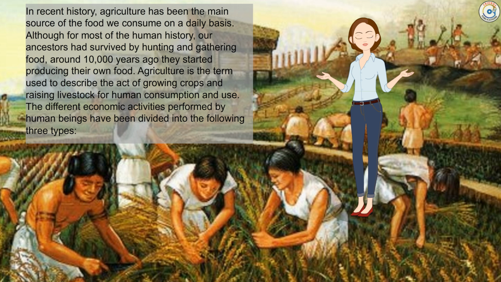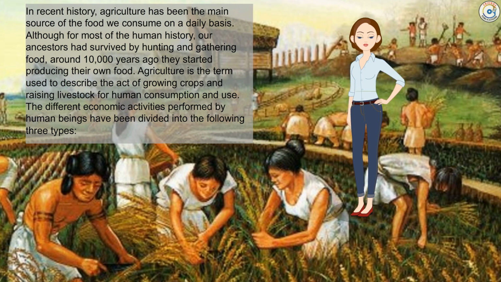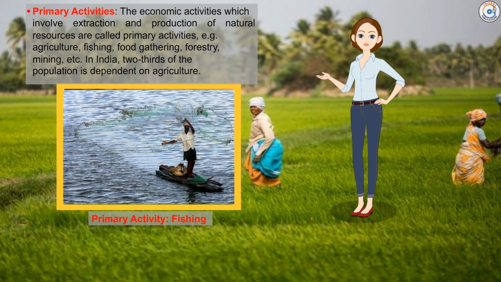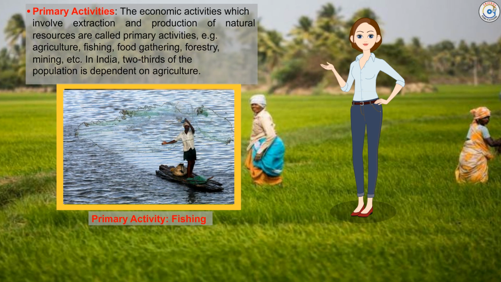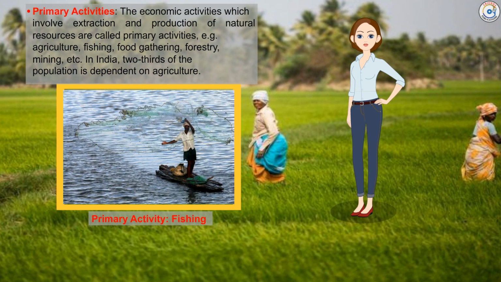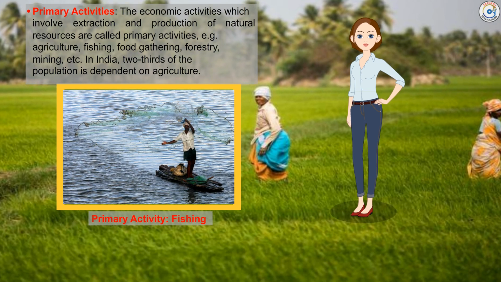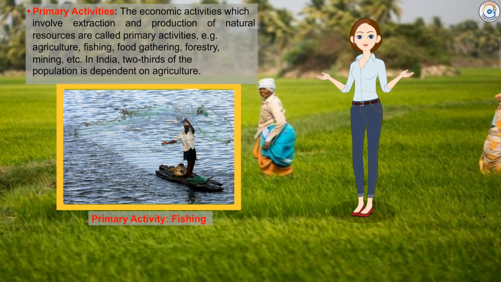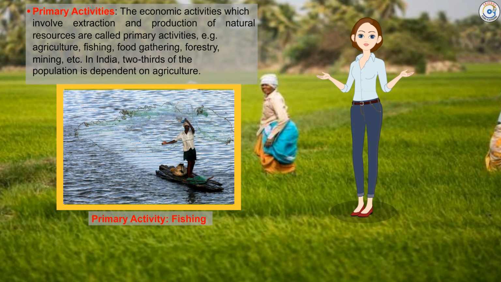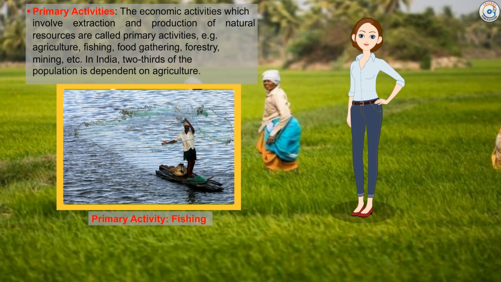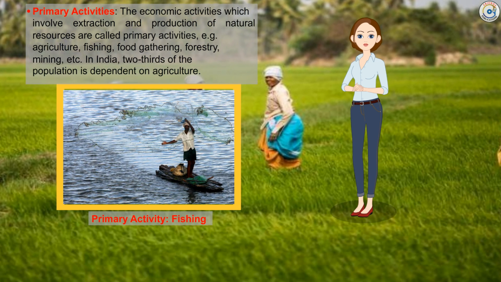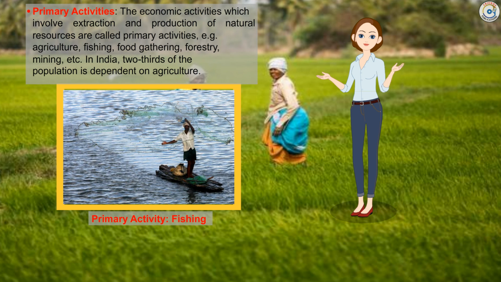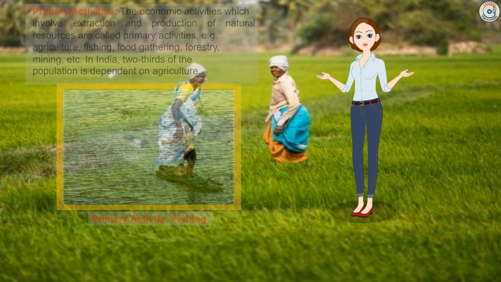The different economic activities performed by human beings have been divided into the following three types. Primary activities. The economic activities which involve extraction and production of natural resources are called primary activities. For example, agriculture, fishing, food gathering, forestry, mining, etc. In India, 2/3 of population is dependent on agriculture.